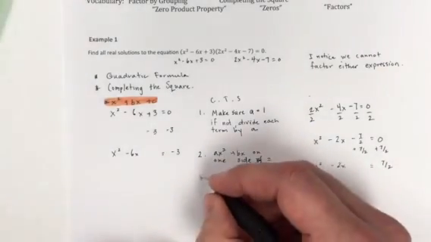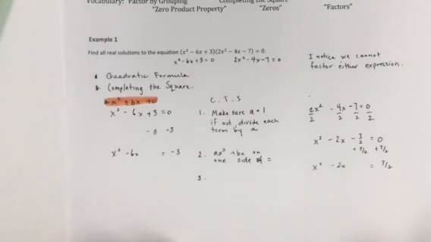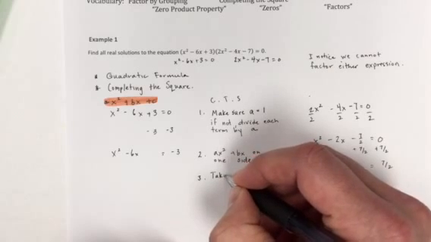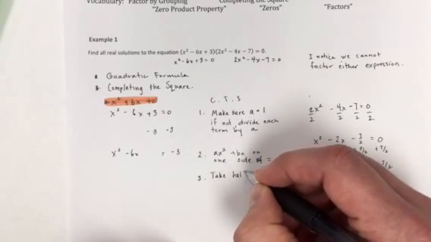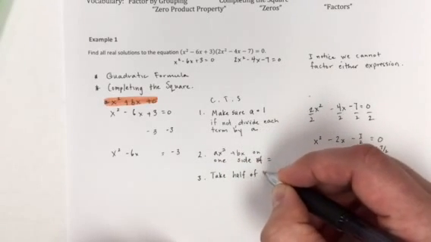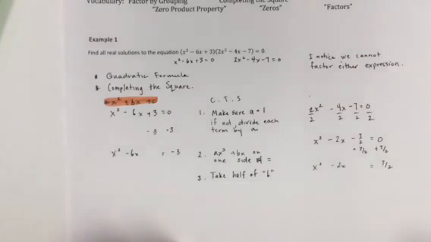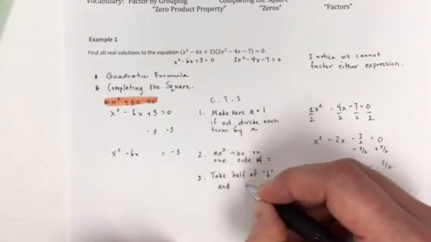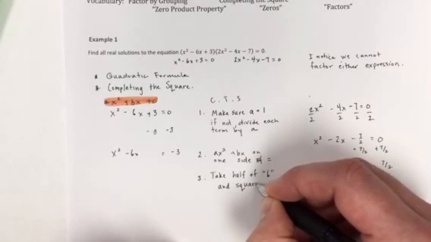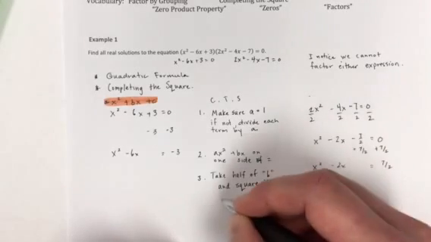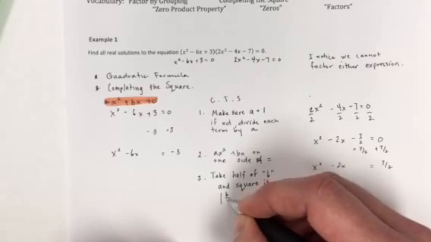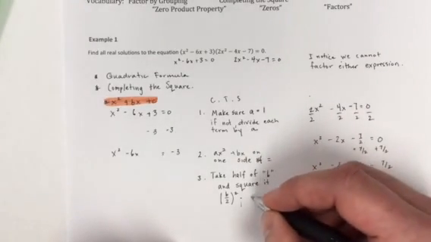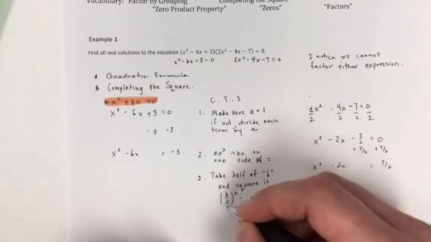Step 3 is probably the most critical, but I have to take half of the b term, the middle term, the x term, and square it. So symbolically, it's going to look like this: b divided by 2, squared. Add to both sides of the equal sign.